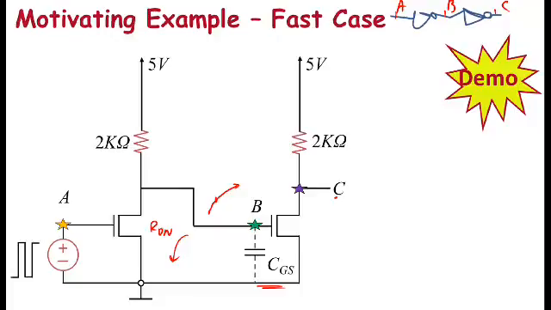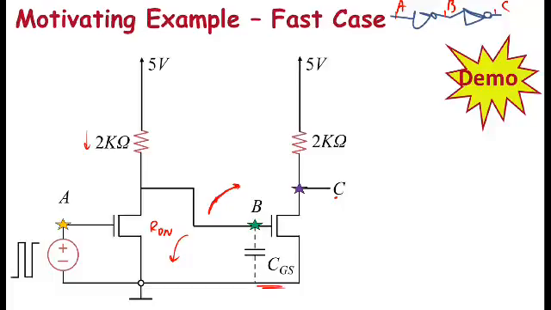The problem was the rising delay. The rising was very slow, and the rising was because of the current having to go through a 2 kilo ohm resistor and then charge up the capacitor CGS. So, well, the obvious thing to do is then to try to reduce RL, or the 2 kilo ohm resistor. So why don't I do the following?